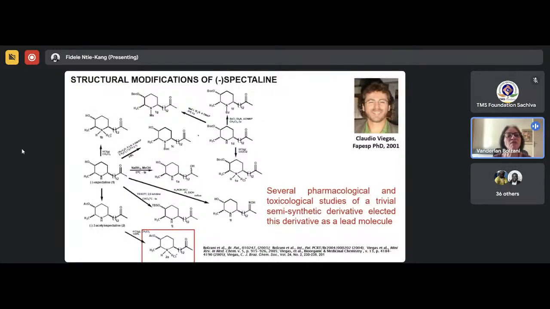We try to also develop some modification in these compounds in our lab, but no modification, of the small modifications that we are able to do in natural product chemistry, was good for improving the activity of the natural product. The next one.